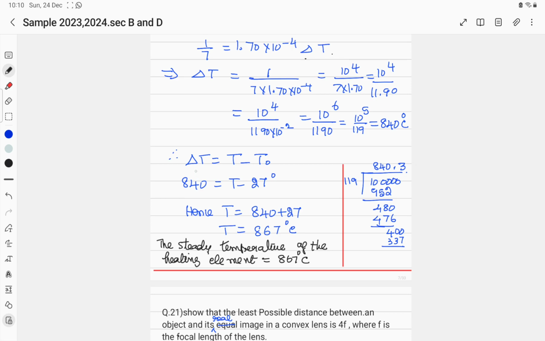Then, change in temperature is equal to steady temperature minus initial temperature. Therefore, steady temperature is equal to 867 degrees Celsius. Therefore, the steady temperature of the nichrome heating element is 867 degrees Celsius.